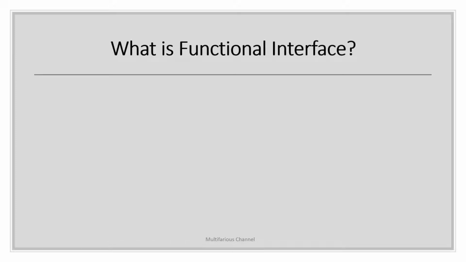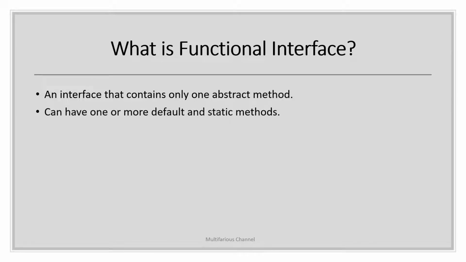What are functional interfaces? A functional interface is an interface that has only one abstract method. That is, only one unimplemented method, which means they can have only one functionality to exhibit. A functional interface can contain only one abstract method, but it can contain any number of static methods and default, or we can say non-abstract methods.